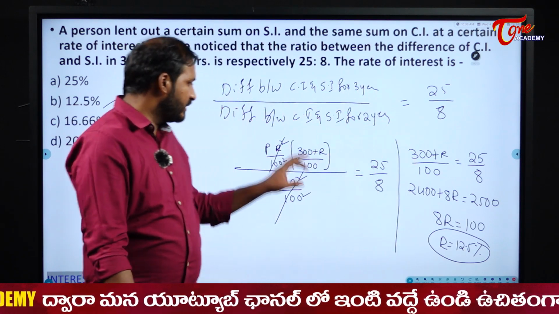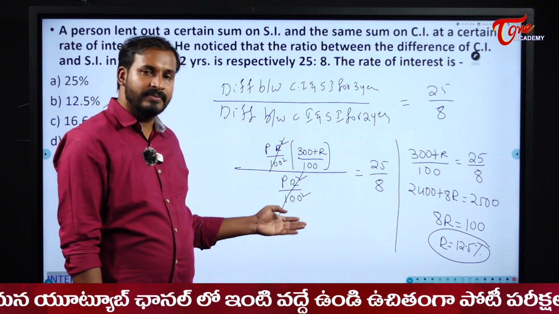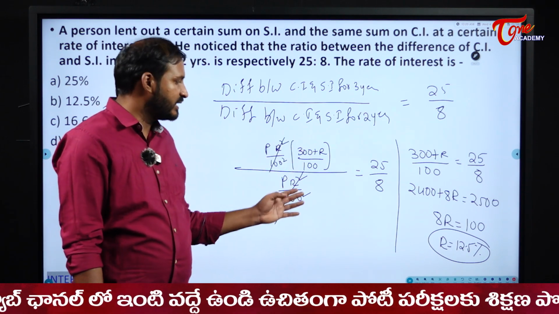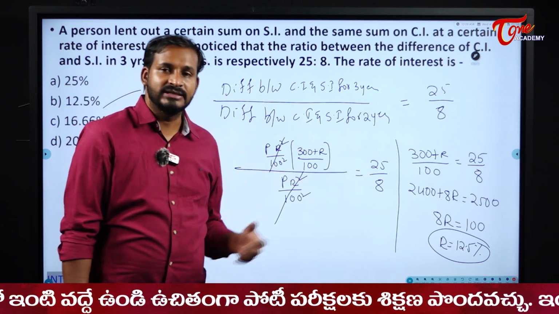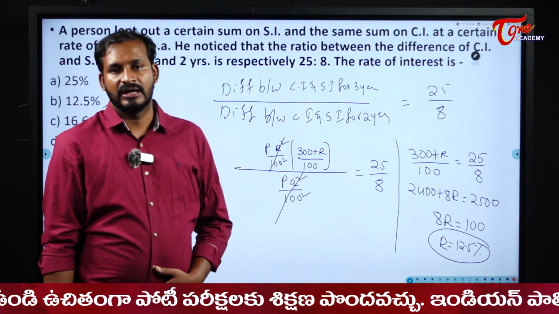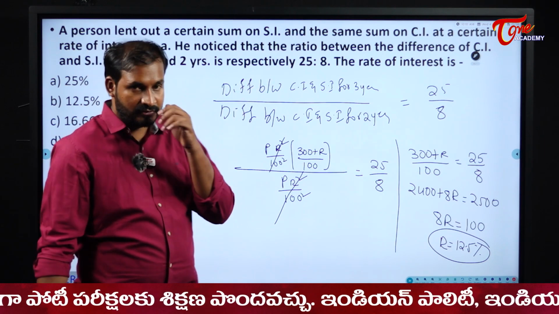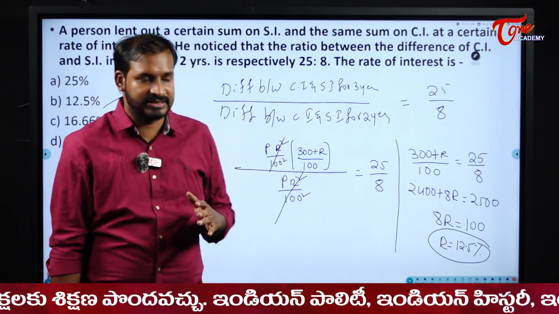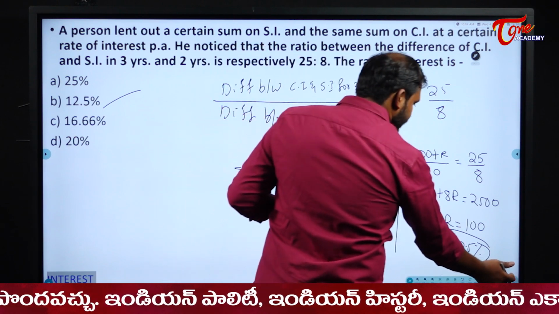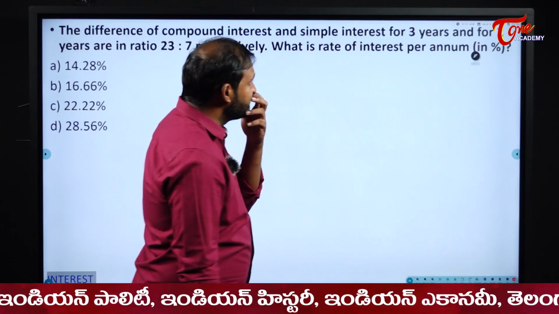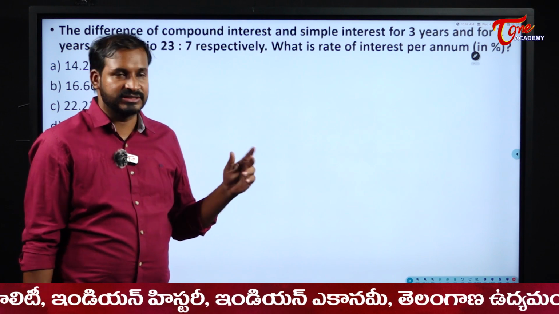Simply, I have written both the formulas, and PR square by 100 square and PR square by 100 square both will get cancelled, and I will get my final answer. Understood? This is how you need to solve the questions which are related to both our SA and CA students. Very, very important. Why? Because the relation is very important for us. Always they are asking questions from this area.